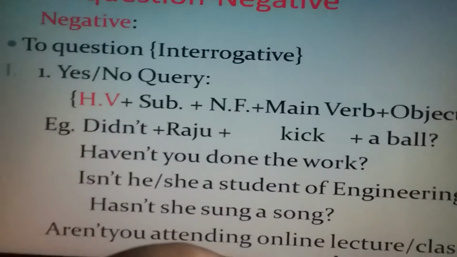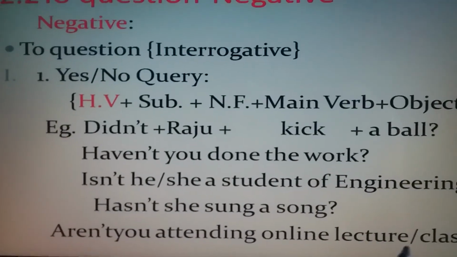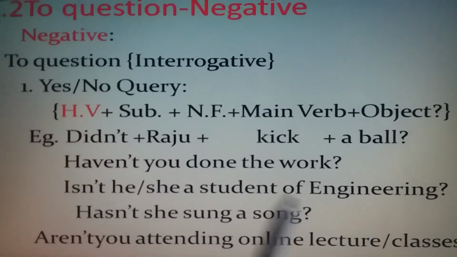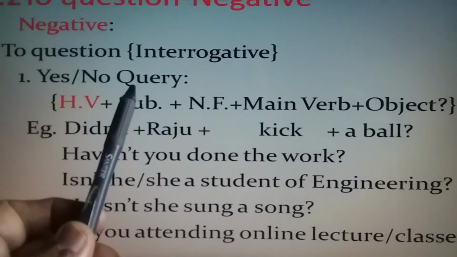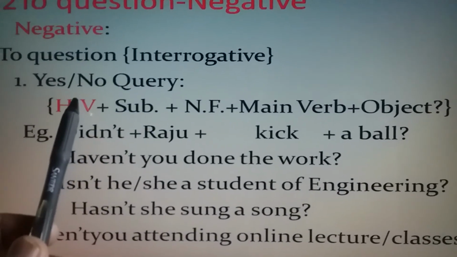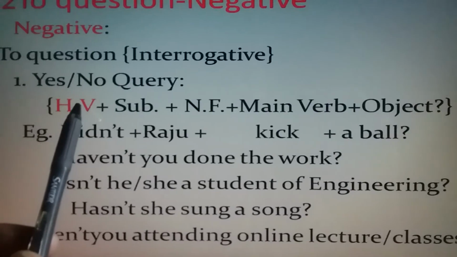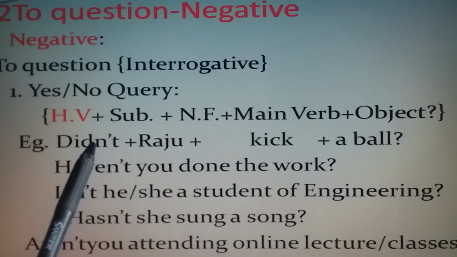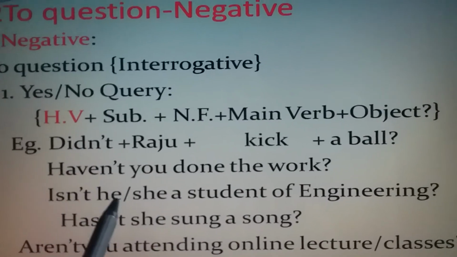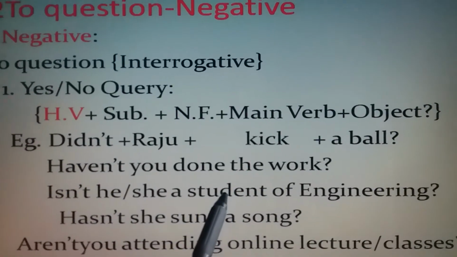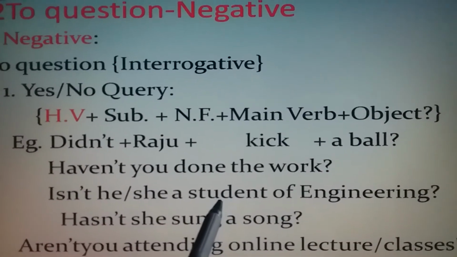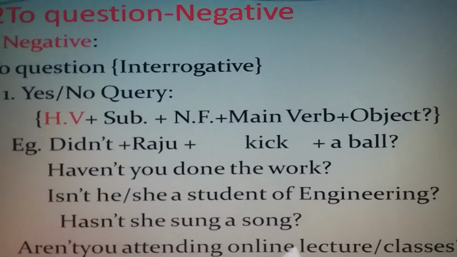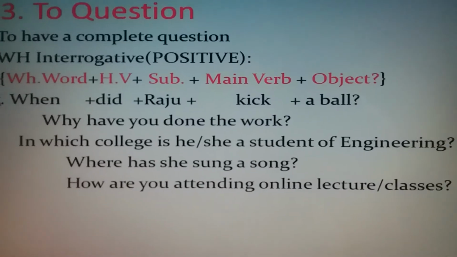Aren't you attending online lectures? Aren't you attending online classes? In this way, we are asking questions. Why are we calling this sentence a yes or no query? Because this query, this question, needs either yes or no. So that is the reason. Suppose, are you a student of engineering? Then we say no or yes. Is she a student of engineering? We can reply by saying yes or no. That is the reason we call it a yes or no query. Query means question. So let us move on to the next slide here.